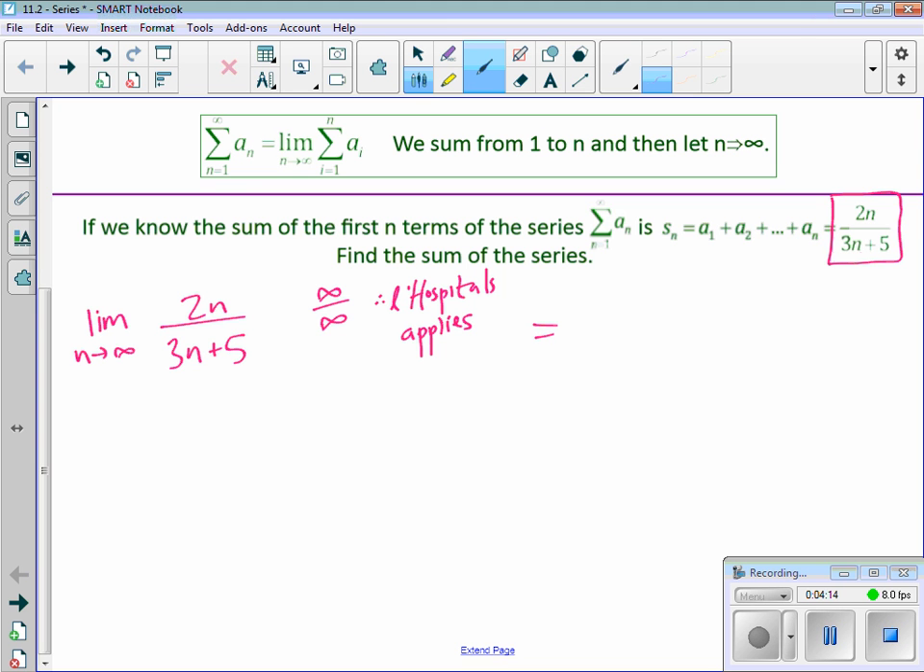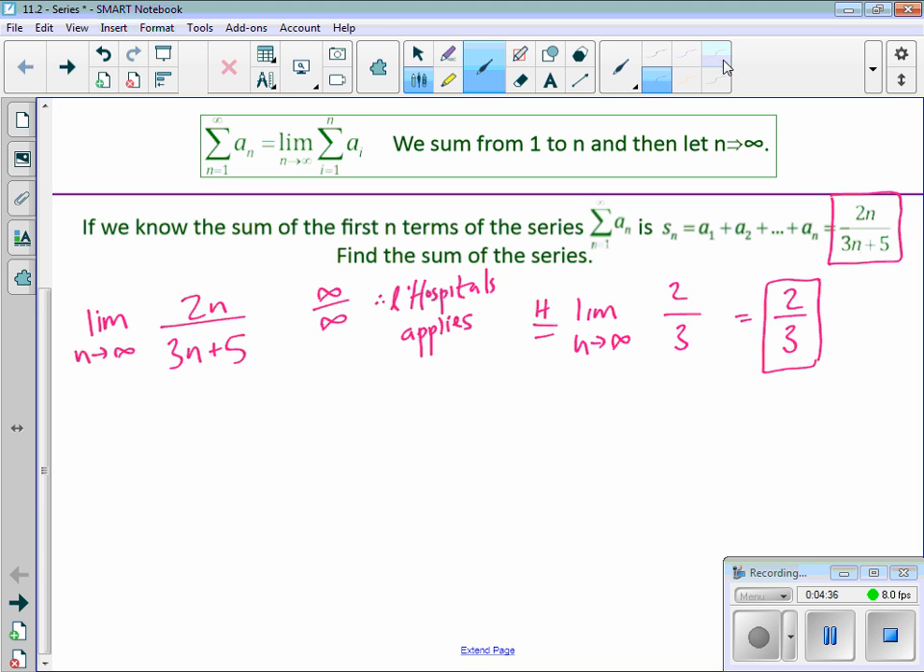So if we apply our L'Hopital's here, then we get the limit as n goes to infinity. What's going to be on top then? 2, and on bottom 3. So we just end up with 2/3. So that tells you the sum of this series here, okay?